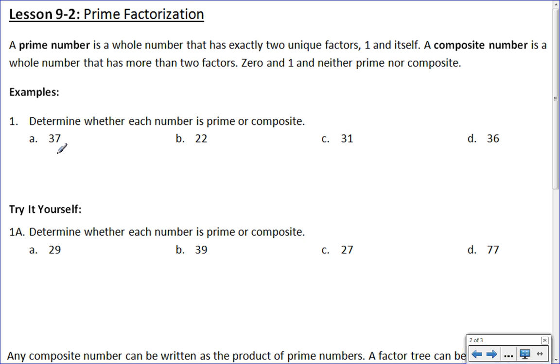So the number 37, factors of 37 include 1 and 37. There are no other numbers that evenly divide into 37. So this number would be prime. 22 has factors of 1 and 22, but also 2 and 11. So this is not prime, it is composite. 31 has factors of 1 and 31, and nothing else. There are no other numbers that divide evenly into 31, so this is prime.